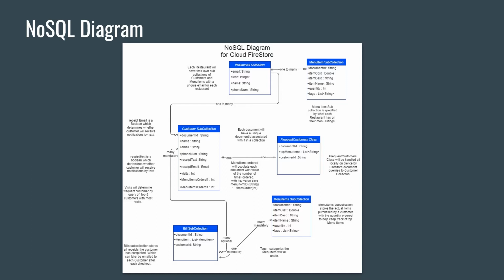Each customer also has a many-to-many optional bill subcollection. This bill subcollection stores all receipts the customer has completed, which can later be emailed to each customer after each checkout. The menu items subcollection will store the actual items purchased by the customer, which helps us keep track of the top menu items. I hope this gives a better picture of our software architecture.